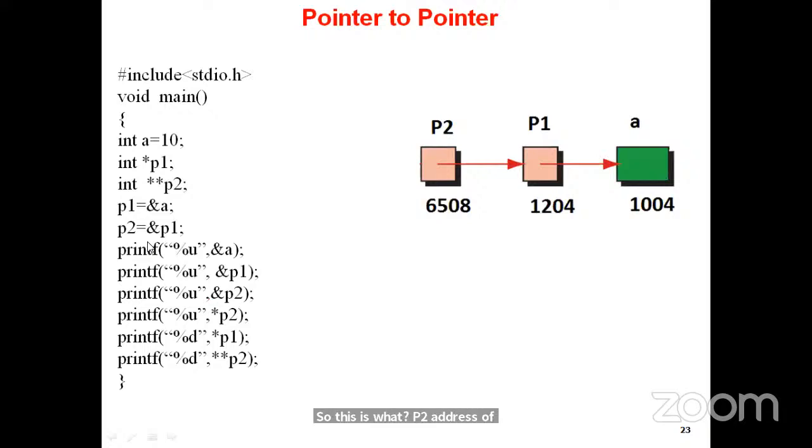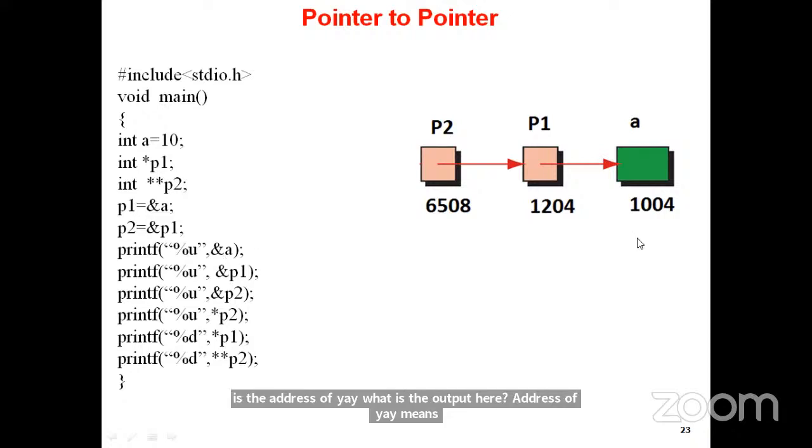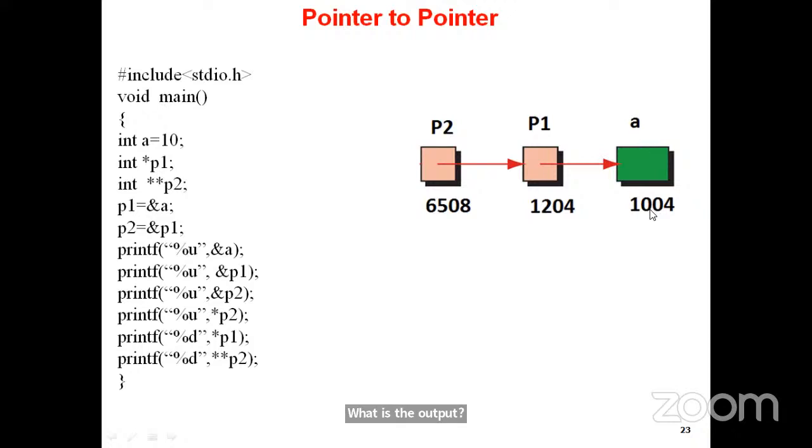Now, try to answer carefully. At this point of time, you try to answer carefully. Very good. So, percentage u, what is the address of A? What is the output here? Address of A means A's address is what? 1004. Very good. 1004.